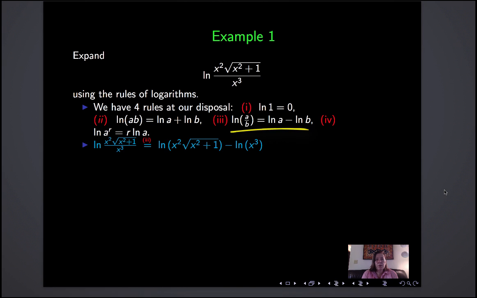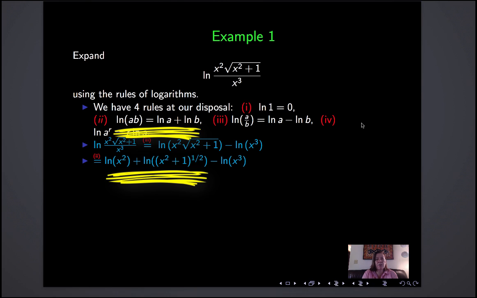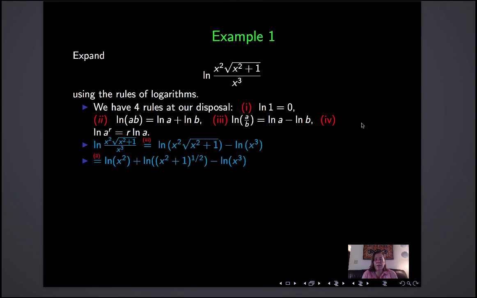So we're going to start with rule number 3, and we're going to expand the natural log of x squared times the square root of x squared plus 1 over x cubed as a difference of the logarithms, the natural log of x squared times the square root of x squared plus 1 minus the natural log of x cubed. And once we've done that, we're going to separate this product. We get the natural log of x squared times the square root of x squared plus 1 is the sum of the logarithms of x squared and the square root of x squared plus 1.